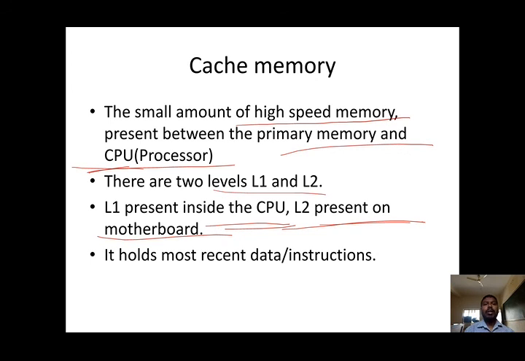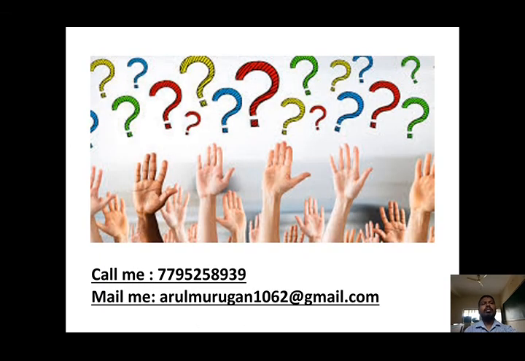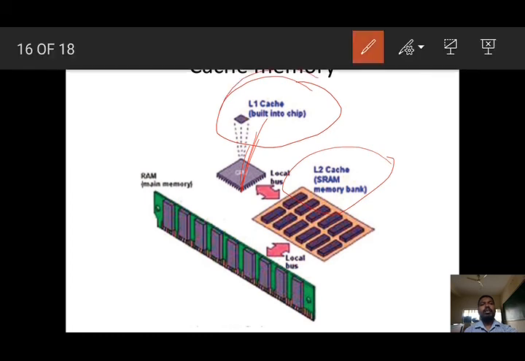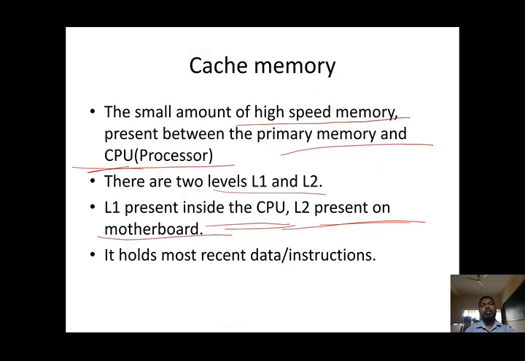Next, cache memory. It is a small amount of high speed memory present between primary memory and the processor or CPU. How many levels? There are two levels, L1 and L2. Where is L1 present? L1 is present on the processor or CPU. L2 is present on the motherboard.